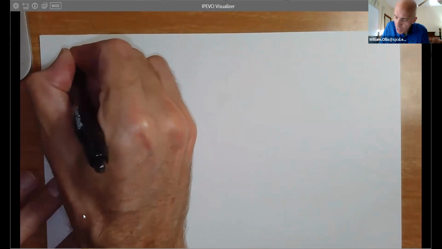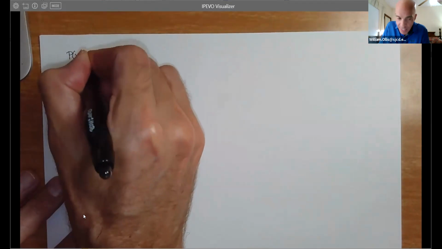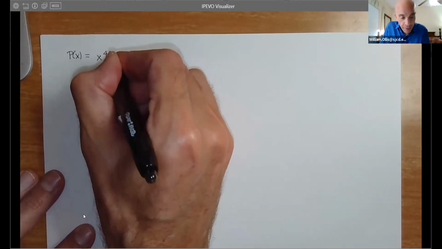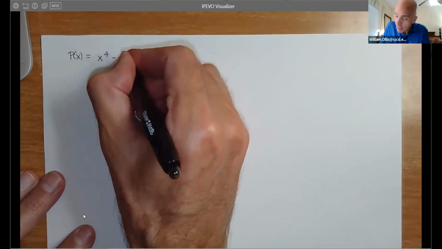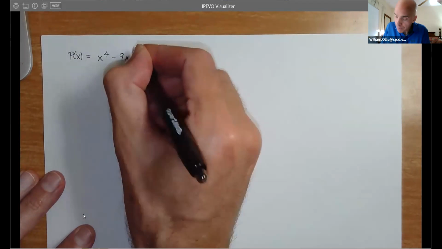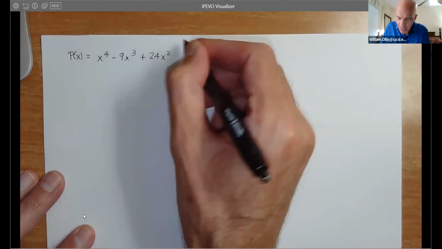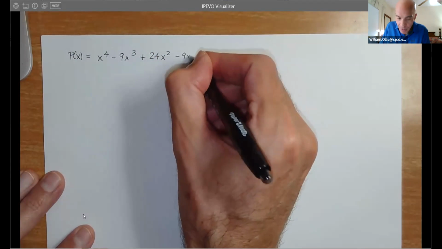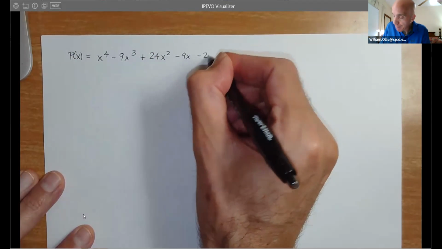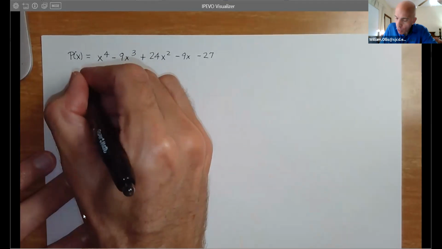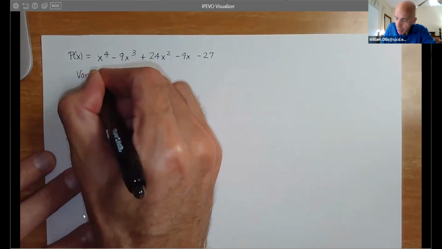So we're going to go back to this problem and use this as an example for Descartes. So we have x to the fourth minus 9x cubed plus 24x squared. I knew there was a reason I did this one. Minus 9x minus 27. Now, the variation, I call it VAR, variation of P of x.